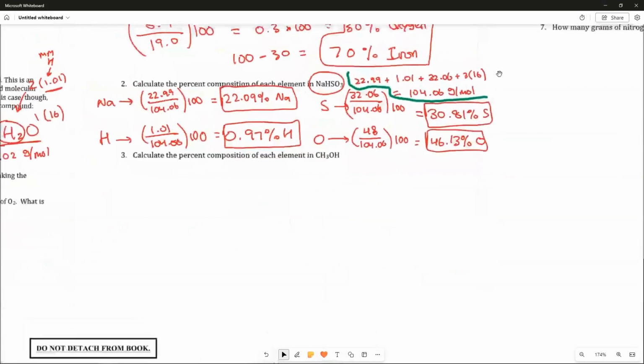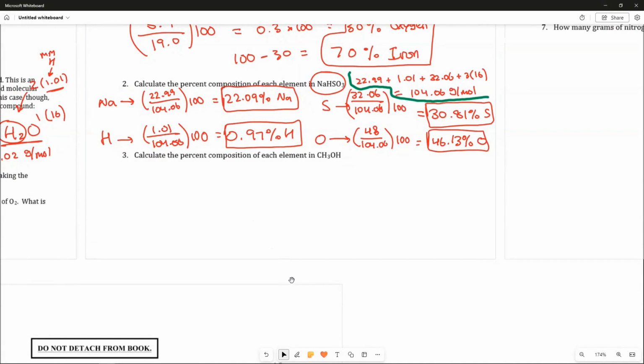Alright, number 3, calculate the percent composition of each element in CH3OH. Another one that looks super complicated, but it's literally the same thing as 2, except we only have 3 elements to work with: C, H, and O. A key thing to note here is we have H in 2 different spots. So we have to take into account that there's actually 4 hydrogen atoms, not 3, because there's 3 separated here and 1 here. So when we calculate our molar mass, which we need for all of these percent composition questions, we're going to calculate the value of hydrogen for a total of 4 times instead of 3. Just make sure you don't leave out 1.